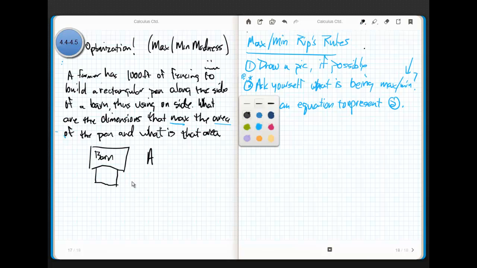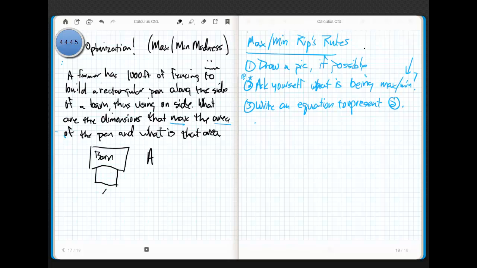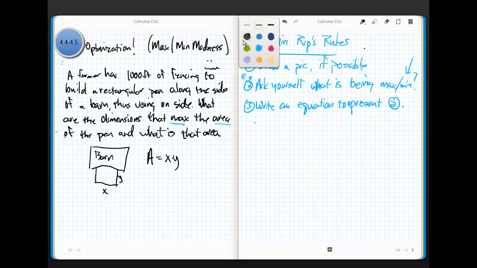Well, what is area? What's the area of a rectangle? It's base times height, but we're mathematicians, so we're going to use some notation here. We're going to have an x, and we're going to have a y. So the area of that rectangle, which I'm trying to maximize, is equal to x times y. Now I'm going to do a little parenthetical deal over here, a little indent.